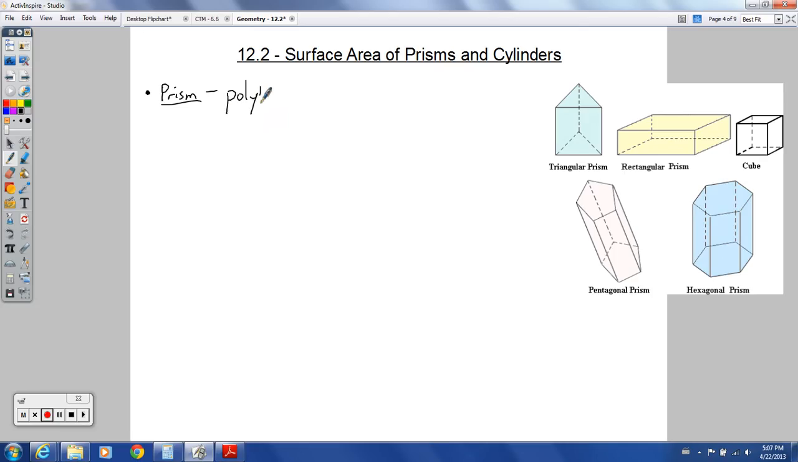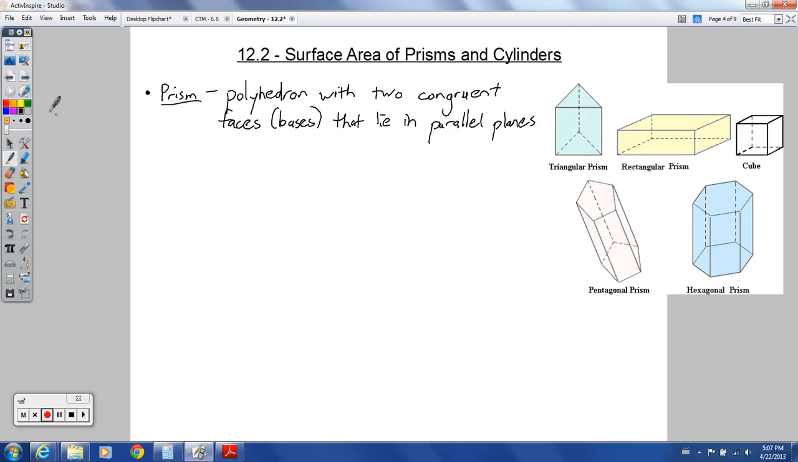Well, it's a polyhedron. Remember, a polyhedron is made up of all polygons. There's no curved parts to them. So it's a polyhedron, no curved parts, no curved faces are allowed, with two congruent faces, and we'll call those faces the bases that lie in parallel planes.